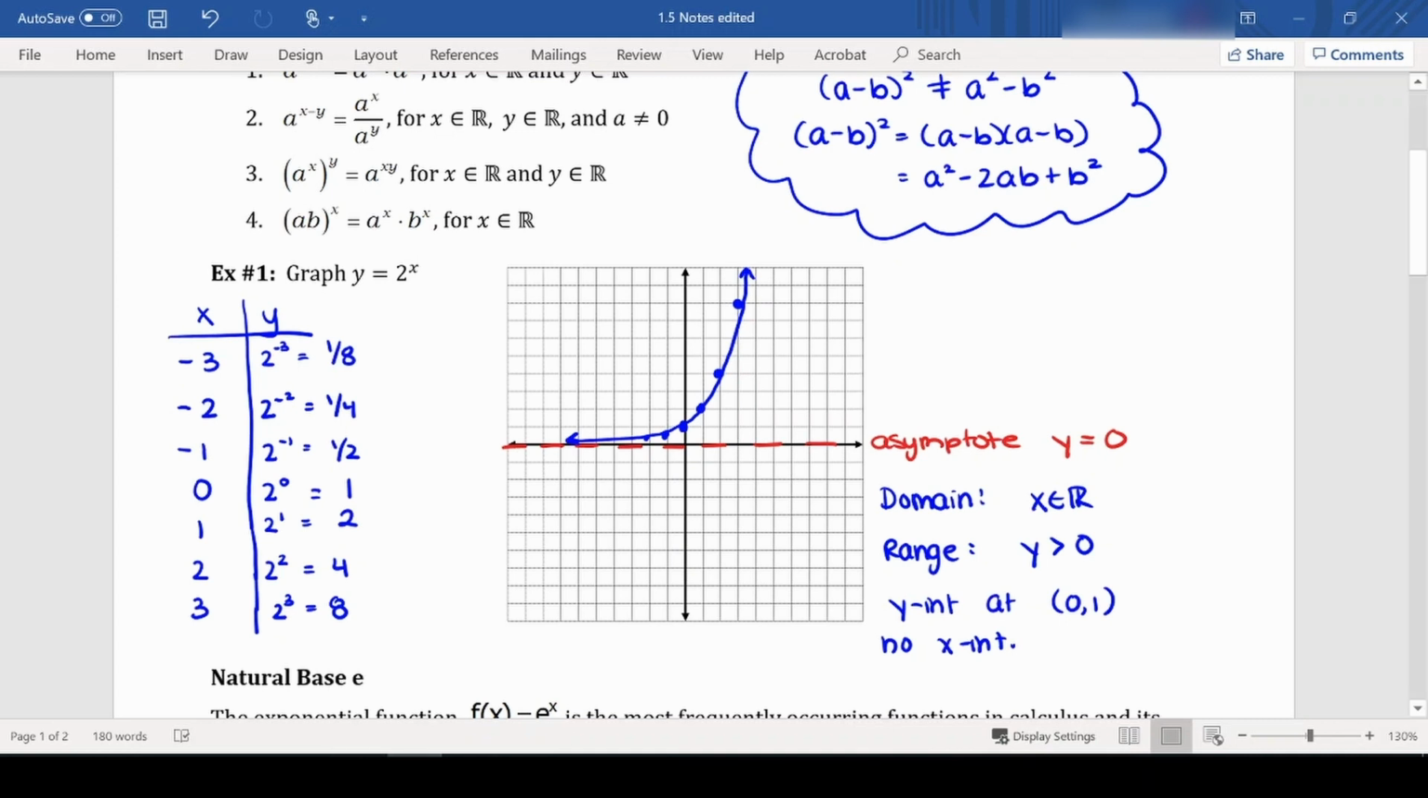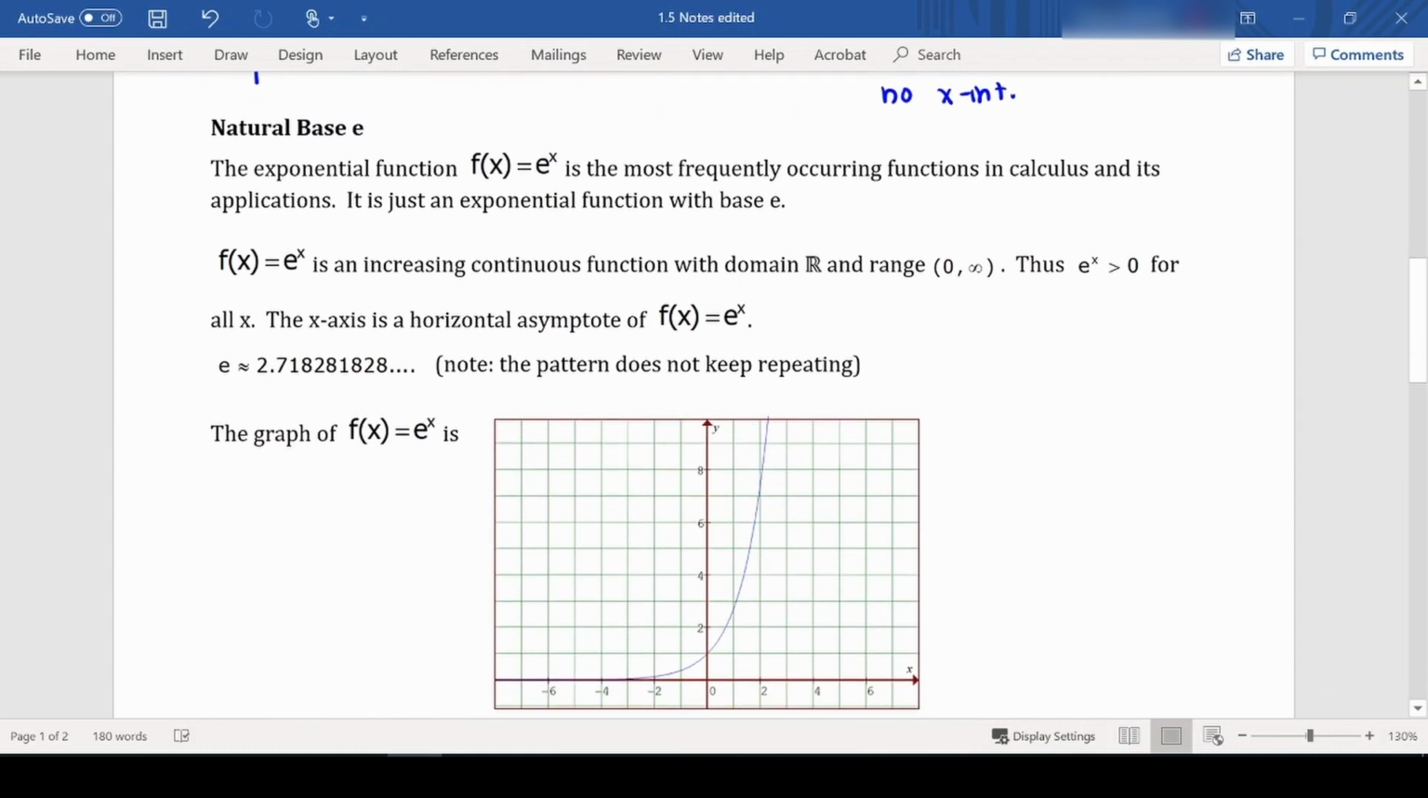Okay? So there's a new base that we're going to look at today, which is called the natural base e. So the exponential function f of x equals e to the x is one of the most frequently occurring functions in calculus and its applications. All it is is an exponential function with a base e. e is this constant here. The pattern does not keep repeating. You even have an e button on your calculator.